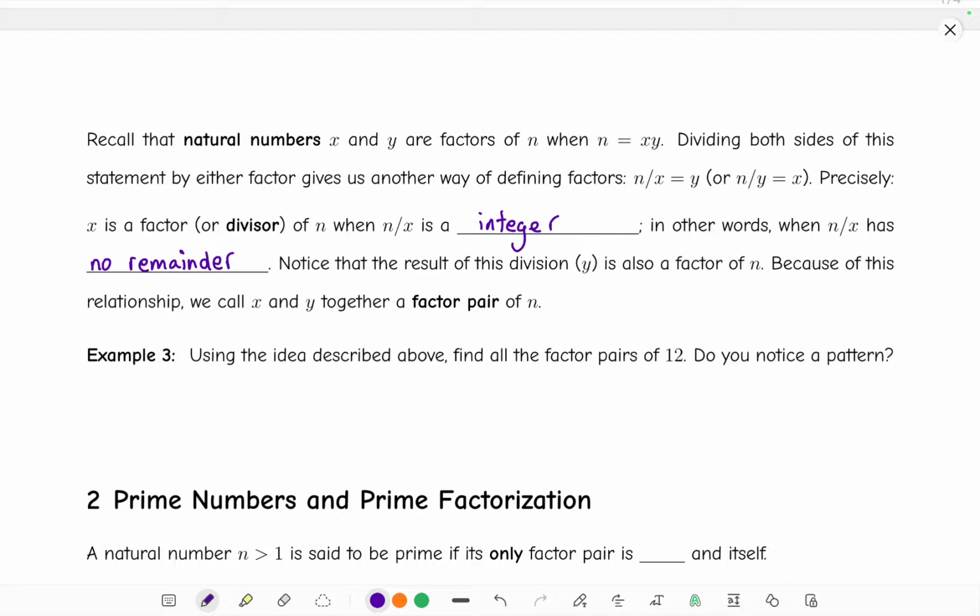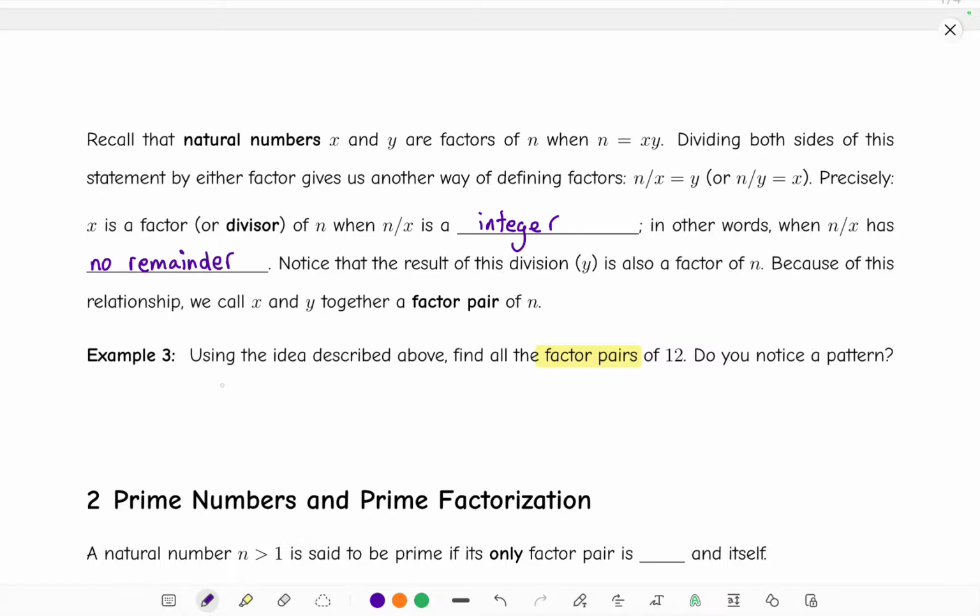This definition gives us a way of finding factors. If you know what one factor of the number is, you just divide to find out what its factor pair is. Using the idea described above, find all factor pairs of 12. Do you notice a pattern?